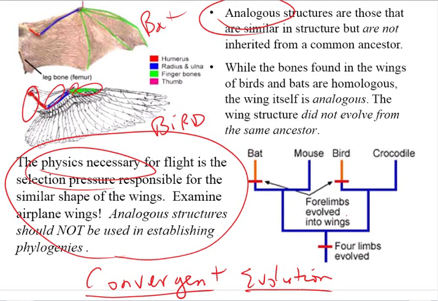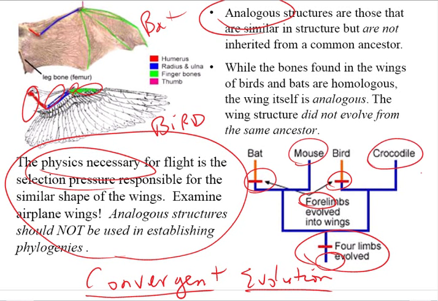So it's represented on the cladogram on the right. So here's the ancestor that they all have in common. That ancestor had four limbs, 1, 2, 3, 4. And the front legs, in some lines of descent from this common ancestor, called forelimbs, front legs, evolved into wings in bats and birds. But notice that they're not found in mice or crocodiles. So that tells you it wasn't present in the ancestor down here. It evolved independently. Okay, that's analogous versus homologous.